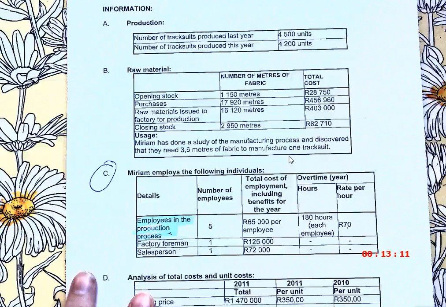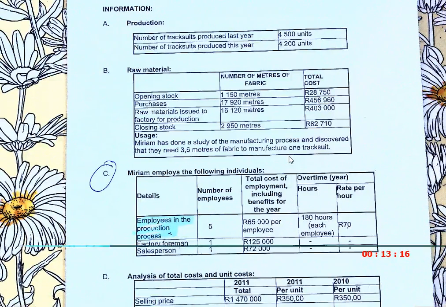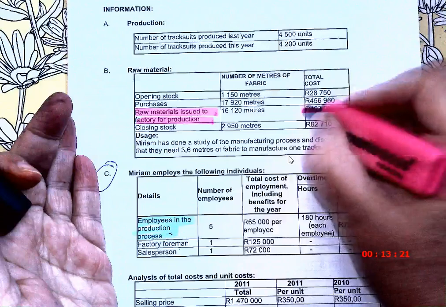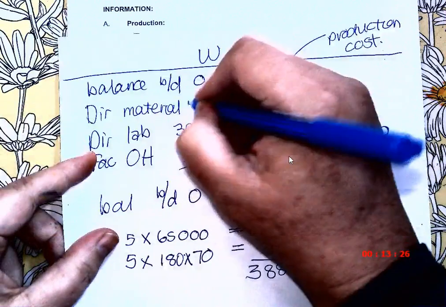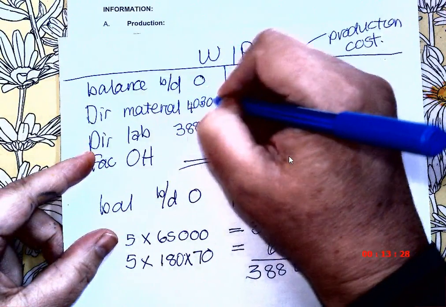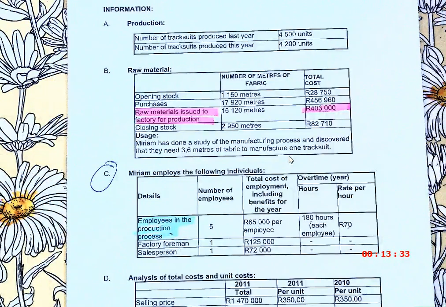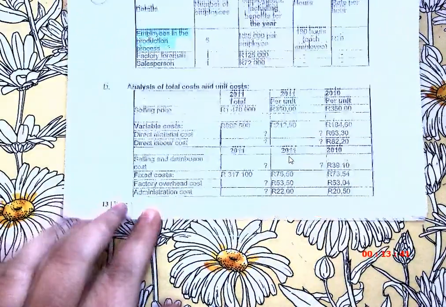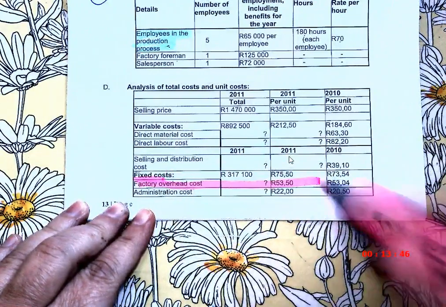So raw material. I want to know how much was issued. And they say here raw materials issued to the factory for production was 403. So it's 403. Everybody with me? Okay, now I need factory overheads. Do they give me factory overheads? No. They give it to me here at the bottom. They say factory overhead cost, but they only give me the unit cost.